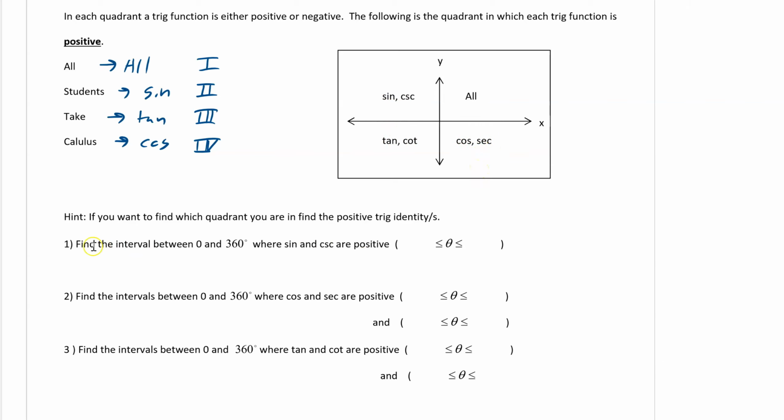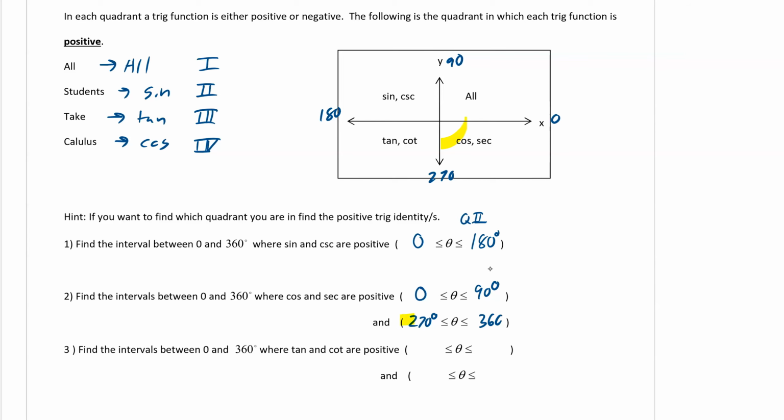Okay, so find the interval between 0 and 360 where sine and cosecant are positive. So that would be between 0 and 180 degrees. This is quadrant 1 and quadrant 2. They will all involve quadrant 1 because everybody's positive. So now for cosine and secant, we know from 0 to 90, and then also from 270 to 360. So 0, 90, 180, 270.